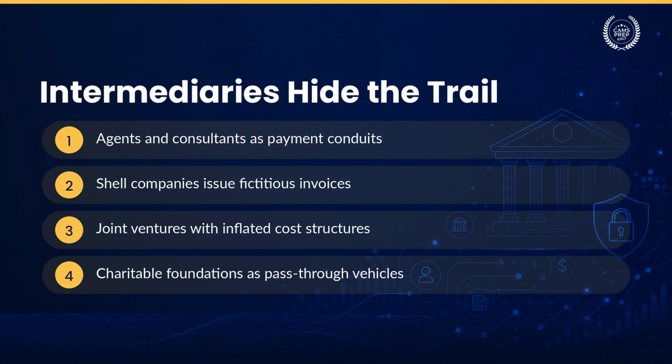Intermediaries are the connective tissue of modern bribery schemes. Agents, consultants, shell companies, and even charitable foundations create layers of distance between the bribe payer and the corrupt official. A common pattern: a company hires a local agent who invoices for advisory services. The agent passes a portion to the official. The company's books show a legitimate consulting expense. The official's receipt is invisible. This is why third-party due diligence is so critical and why the exam tests it repeatedly.